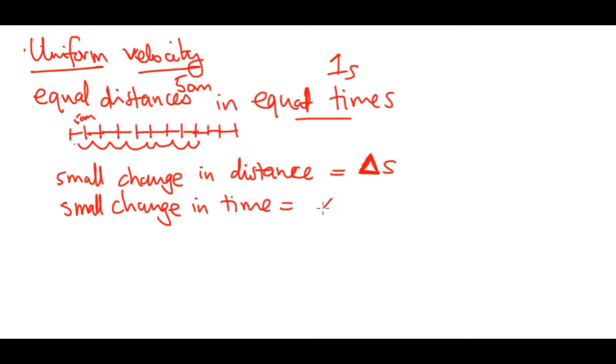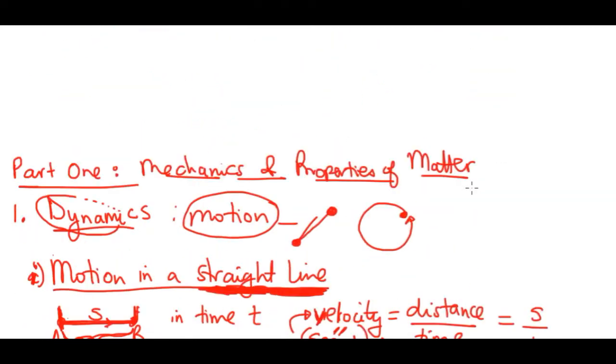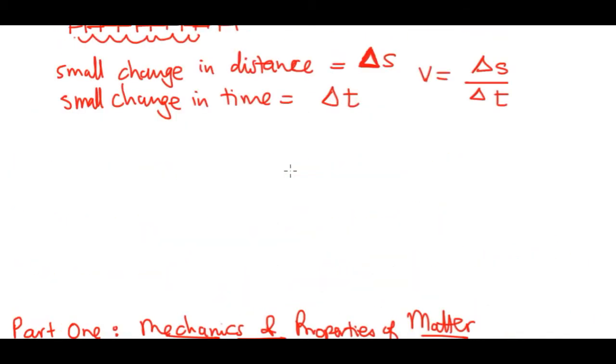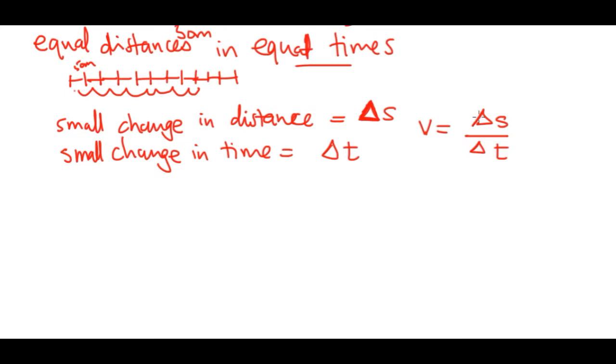is equal to delta T, it therefore means that my velocity is change in S over change in T. If you remember, that's how we defined velocity down here. We said velocity is equal to change in displacement over change in time. That's the same definition coming up here, but in mathematical notation: change in S over change in time.